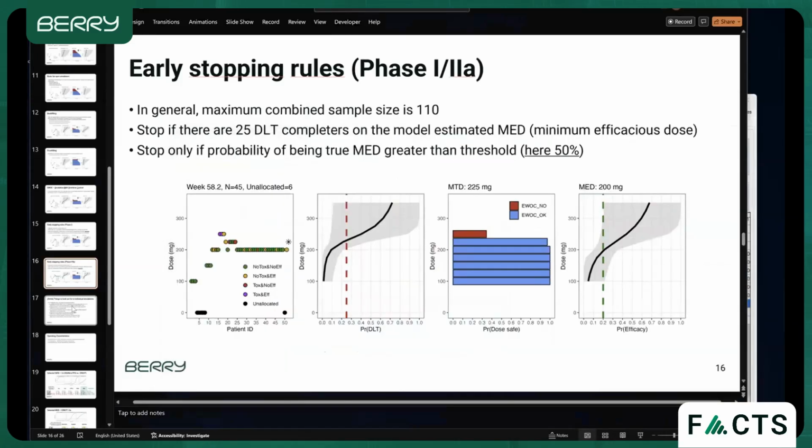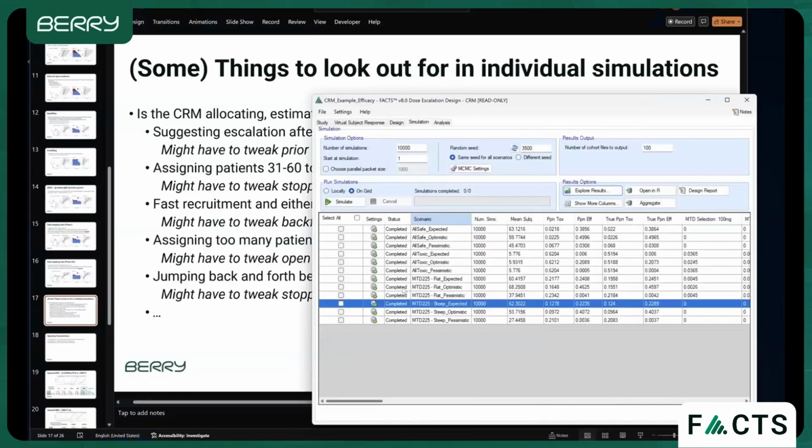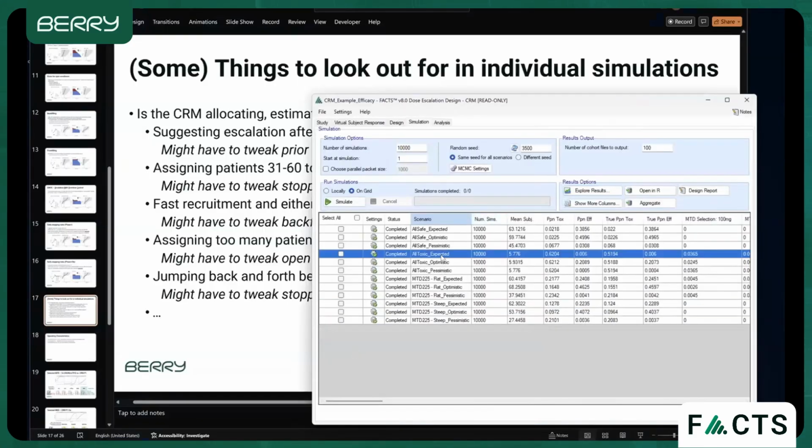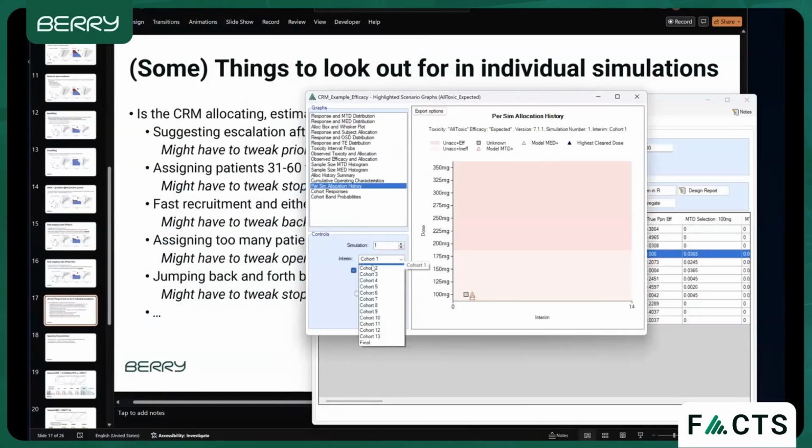So I have a little list compiled here of things that I like to look out for and how to respond to them. So when you're looking at these individual simulations, I just showed you one scenario, but let's maybe go back and show you a scenario where all of the doses are toxic. So in a situation, for example, where all of them are toxic, what you might see is something like this.